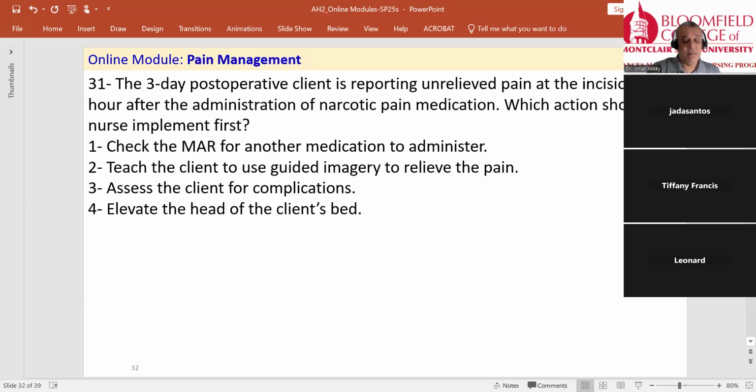Number 31. The 3-day post-operative client is reporting unrelieved pain at the incision site 1 hour after administration of narcotic pain medication. Which action should the nurse implement first? So this is a pain management question. I have a few questions about pain management. So the client is reporting unrelieved pain at the incision site 1 hour after the patient had received the narcotic medication.